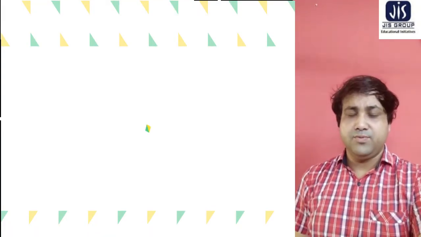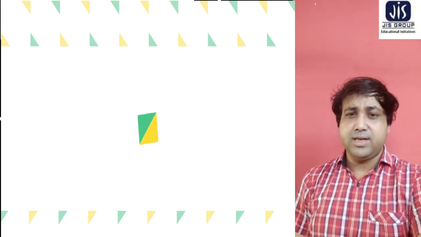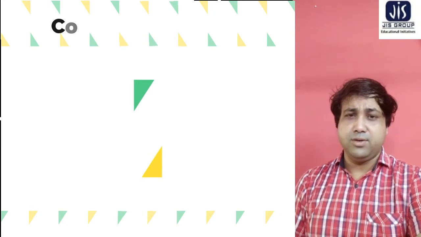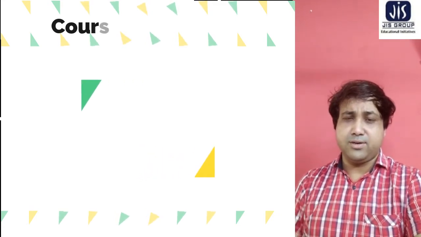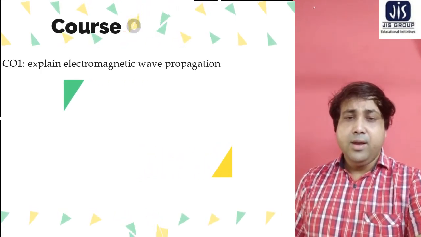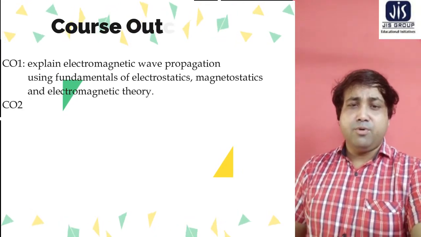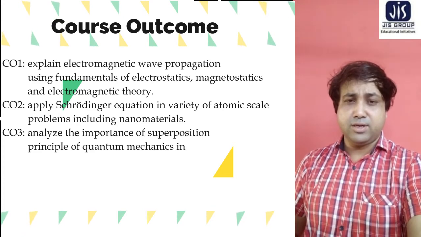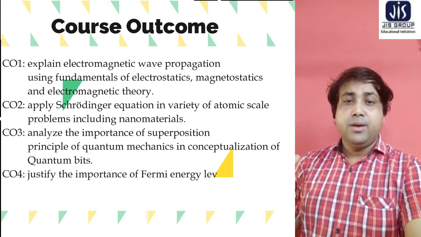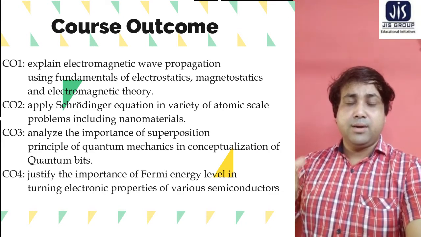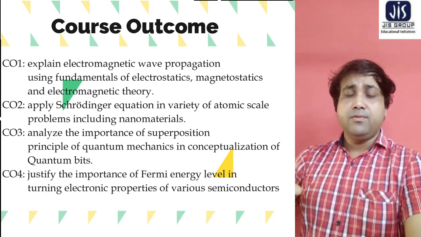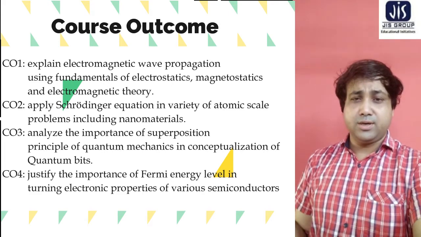Now the major course outcome of this Physics 2 course for CSE or IT students is that after undergoing this course, you will be able to explain the electromagnetic theory with your basic knowledge of electrostatics, magnetostatics and electromagnetic theory. You will be able to explain the most modern computing devices using the latest ideas of quantum mechanics principles. You will be able to explain the operation of the most modern storage devices, and how they evolved from magnetic storage to semiconductor devices.